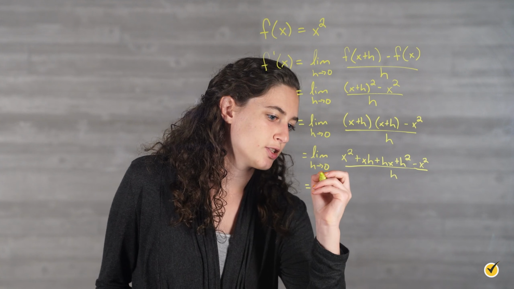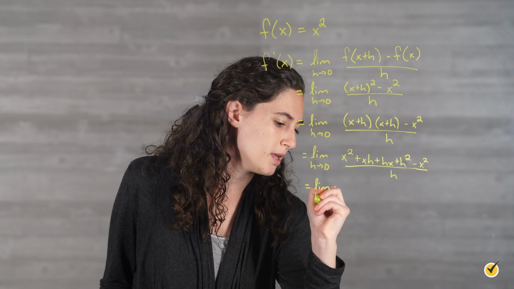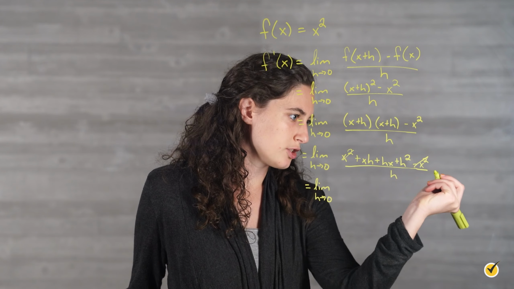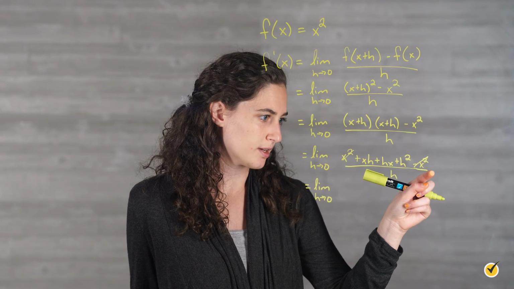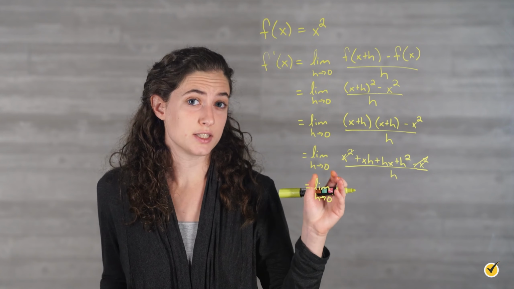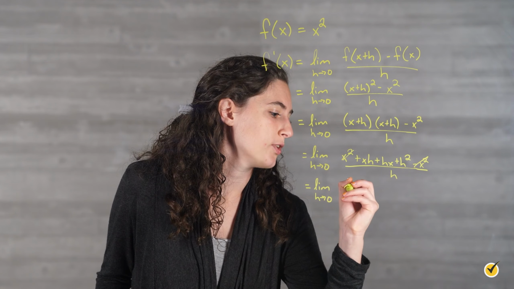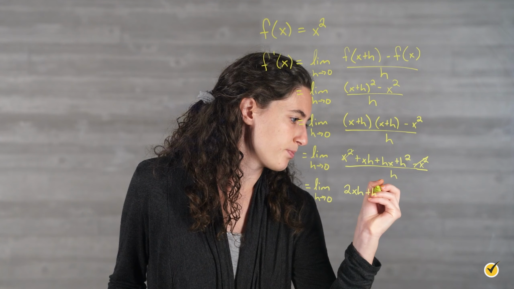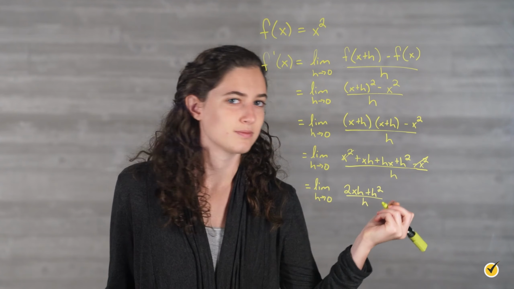So now we can simplify this just a little bit. So we'll have the limit as h approaches 0. Our x squareds will cancel each other out because one is positive and one is negative. X times h and h times x are actually the same term. So we can simplify this to 2xh plus h squared over h.